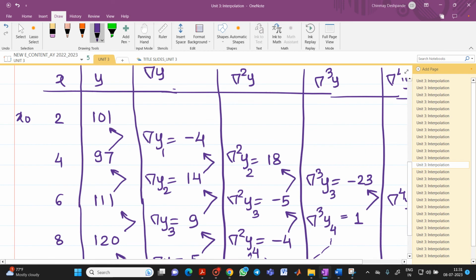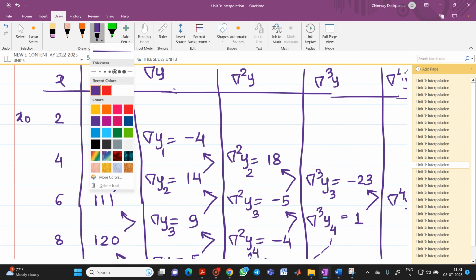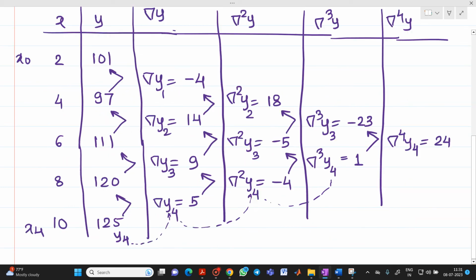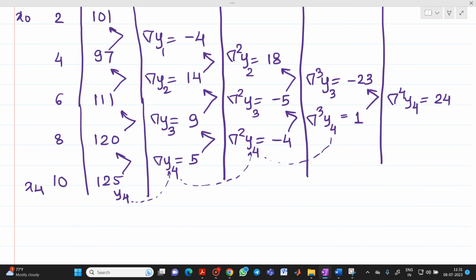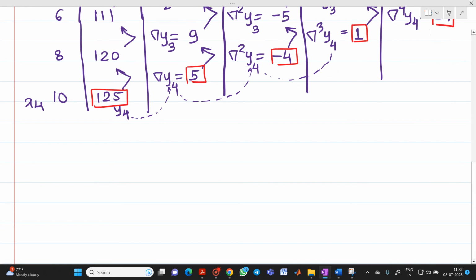As we are talking about backward interpolation, here we have to take these values in our formula: del y4, del square y4, del cube y4, del raised to 4 y4. These are the values that we have to take. Now, what is the formula of Newton's backward interpolation? Writing the formula also carries some marks.